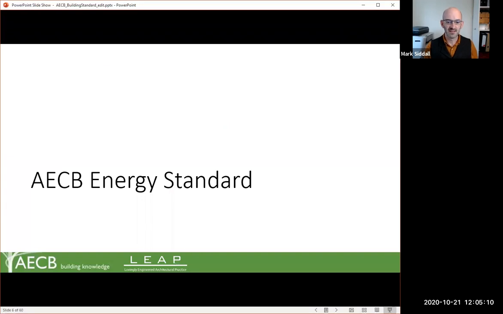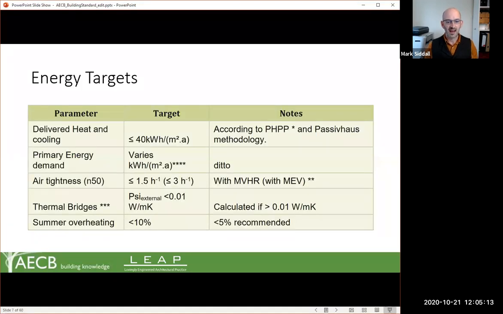The AECB Building Standard itself has its set of targets. Now, basically what we're talking about is a space heating demand target of 40 kilowatt hours per metre square per annum. And this is calculated using the PHPP, which is the Passivhaus planning package, and all the associated elements of the Passivhaus methodology. And what this means is that the primary energy demand is tied into PHPP and its calculation methods, and will be updated as and when PHPP is updated.